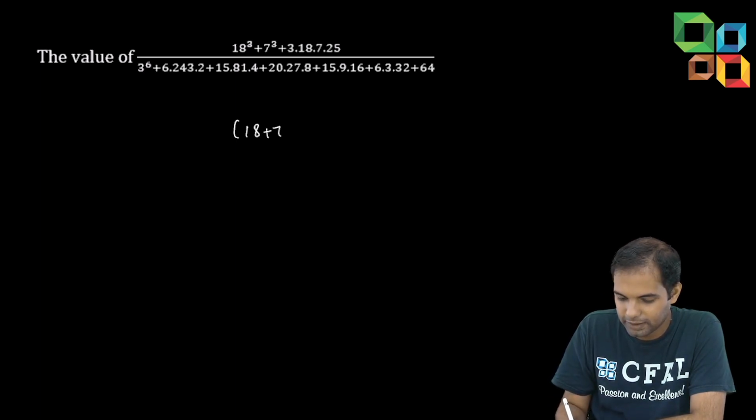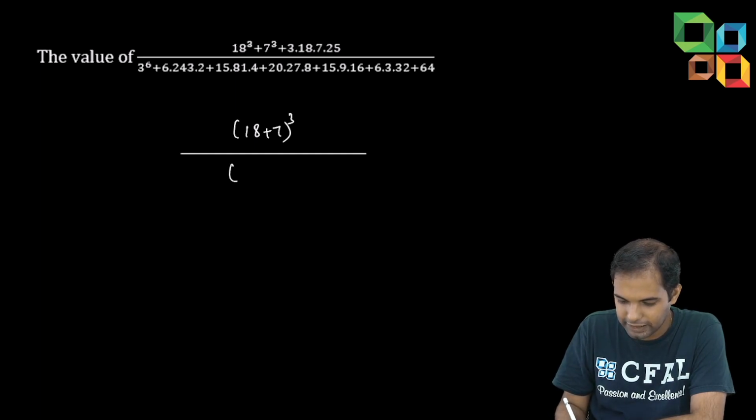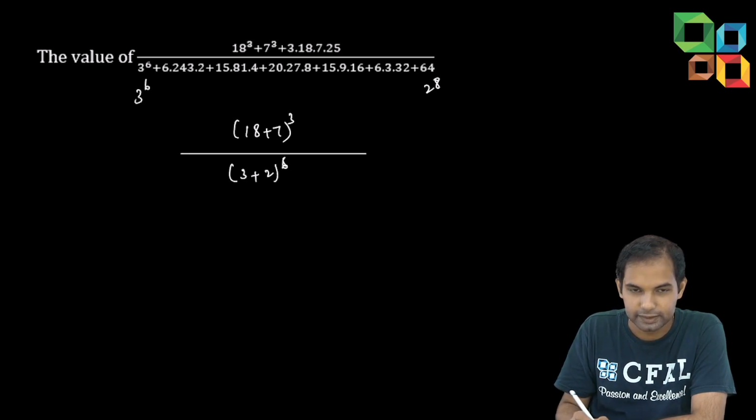Numerator is nothing but 18 plus 7 whole cube, right? I think that's the first thing you could guess. A cube plus B cube formula. Similarly, below, if we see the same, it is 3 plus, this is nothing but 2 power 8, so 2 whole power 6. If you're not sure, let's see, this is 3 power 6, correct?